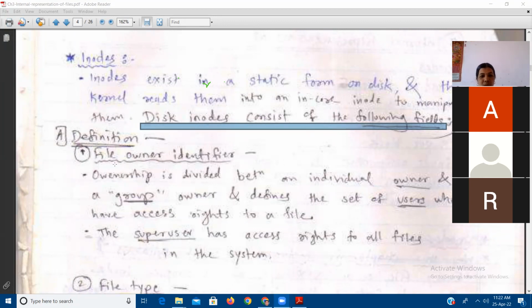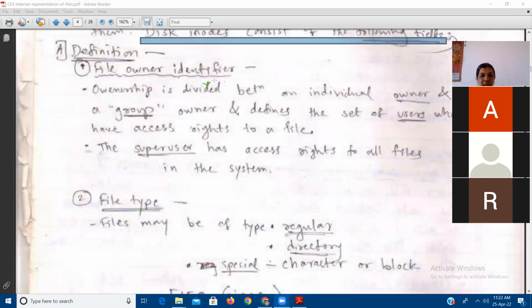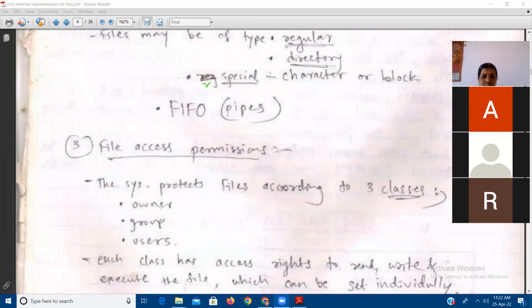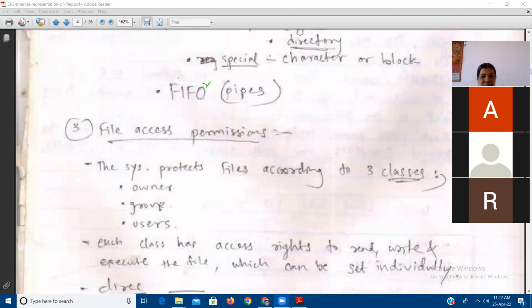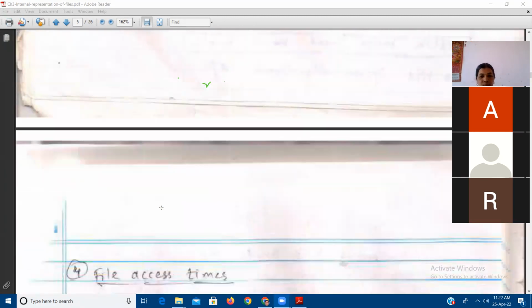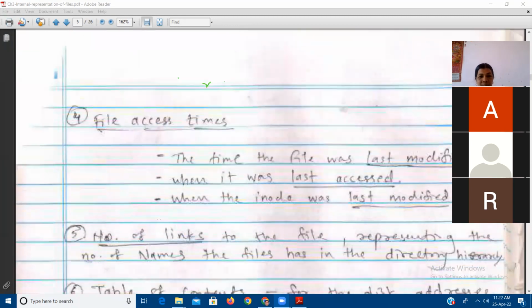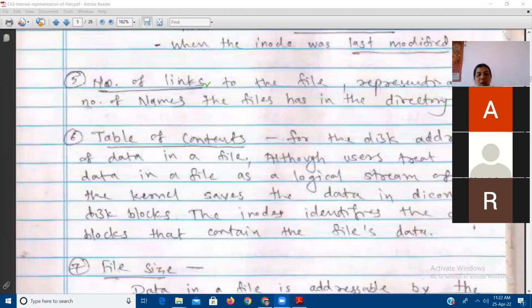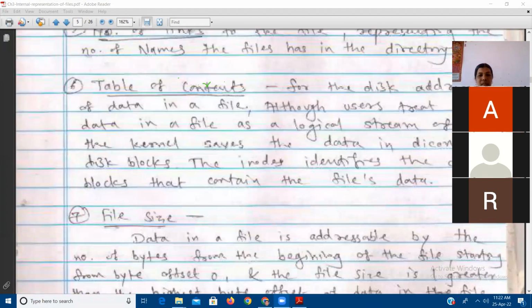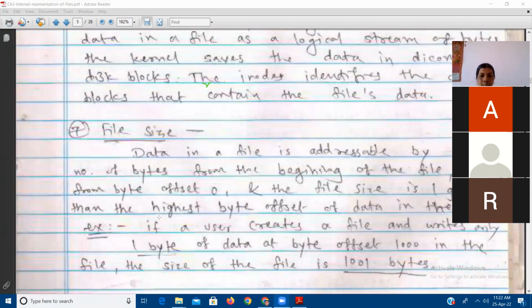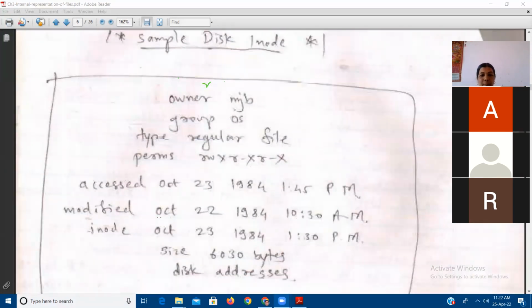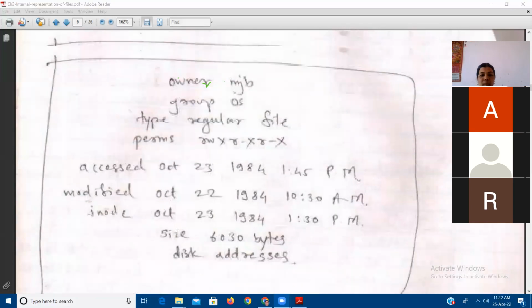So just note down fields: file owner identifier, first field; second field, file type; third field, file access permissions; fourth field, file access times; fifth field, number of links; sixth field, table of contents; seventh field, file size. And after that you can just draw this one. This is the sample disk inode.